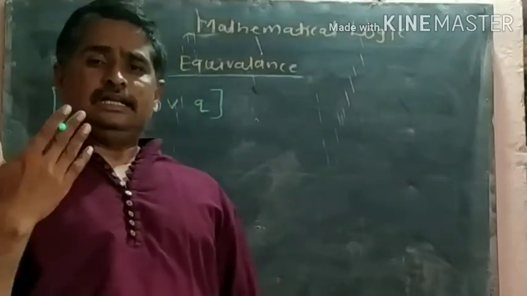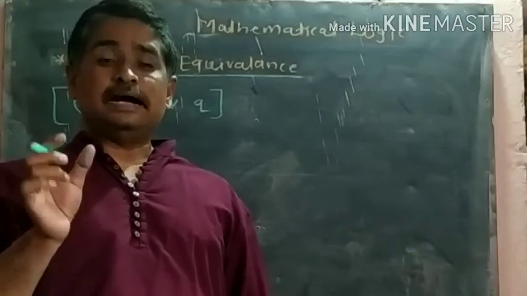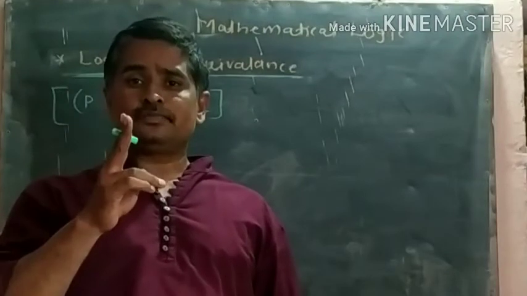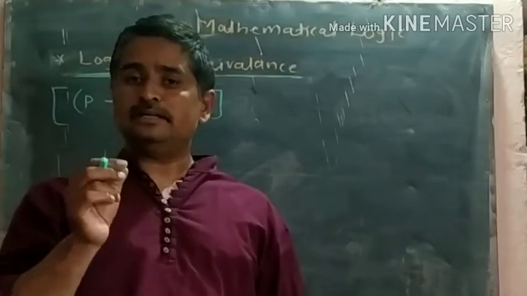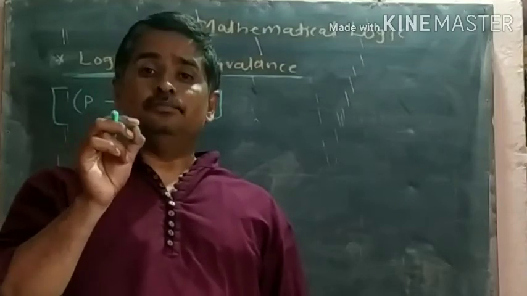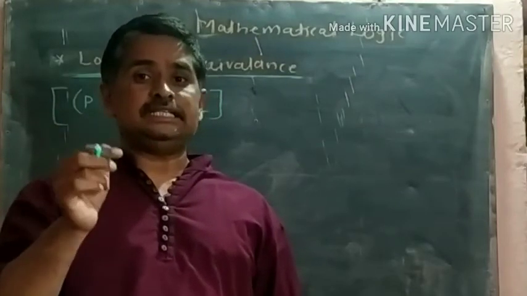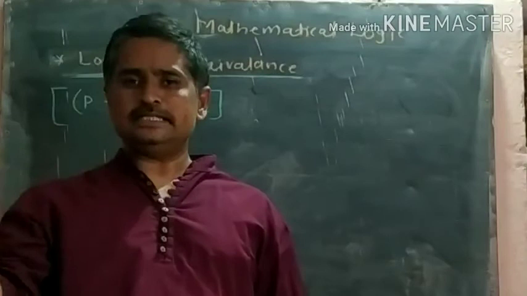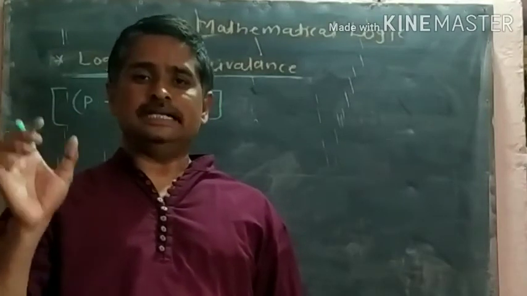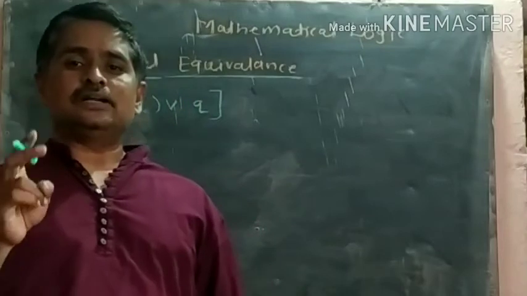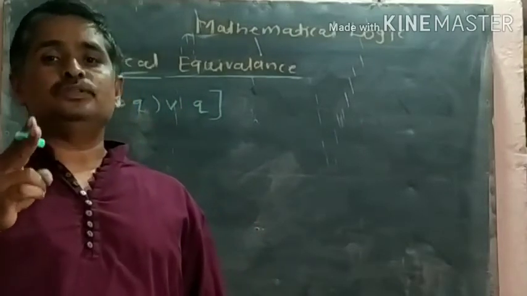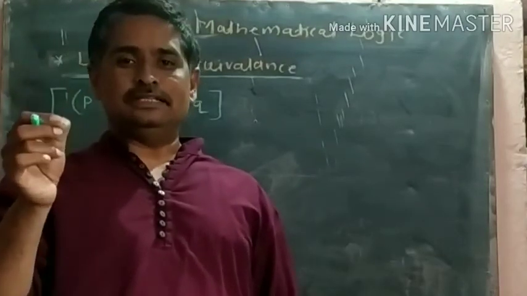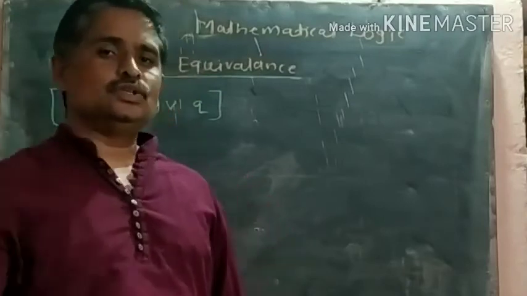Again, the last operation is the biconditional or double implication. In a double implication there are only two T present in that truth table, when both the values are equal. That means p is T, q is T, then it is T; p is F, q is F, then it is T; otherwise it is F. That means t, t, t, f, f, t.